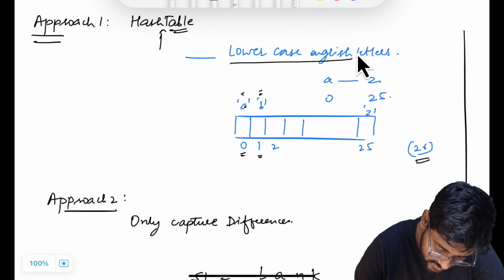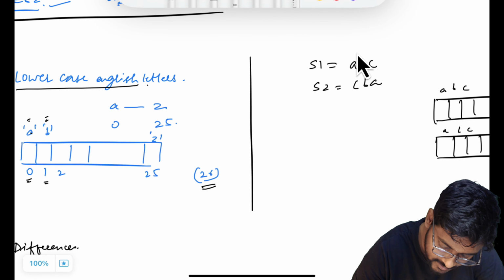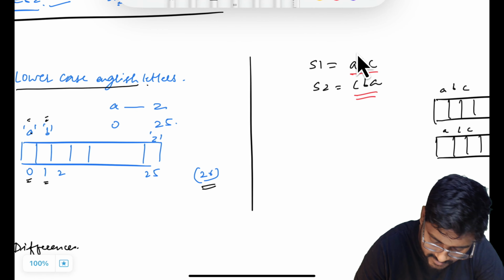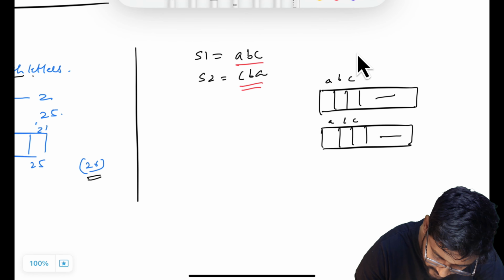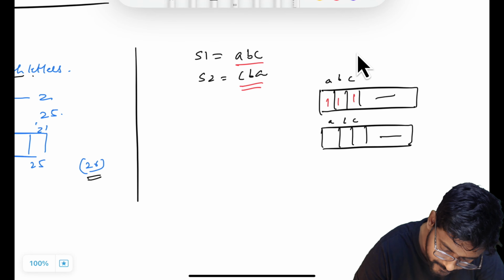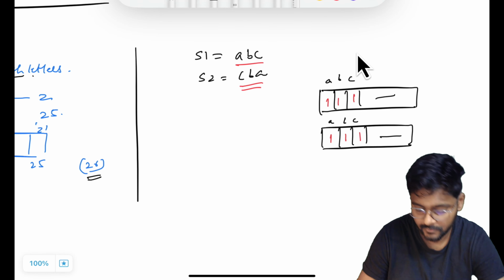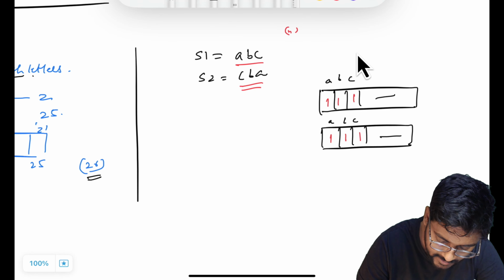And what we can do is, we can have two arrays. Let's say both the strings are this. This is the first string, this is the second string. If I prepare the frequency array of the first string, A is coming one time, B is coming one time, C is coming one time. And what about the second one? C is coming one time, B is coming one time, A is coming one time. And also when we are preparing the frequency, both the strings are of the same length, that is given.